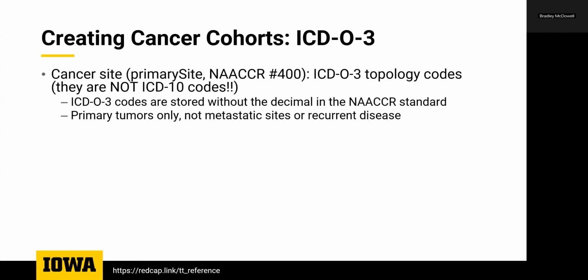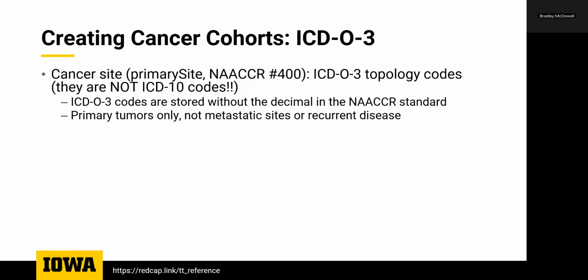They're stored without the decimal in the NAACCR standard. Also, a really important point is that the registries only record primary tumors. They don't record tumors that have spread to a metastatic site. So if somebody had lung cancer that spread to the liver, that liver is not considered to be another example of cancer altogether. It will not be abstracted in the records.